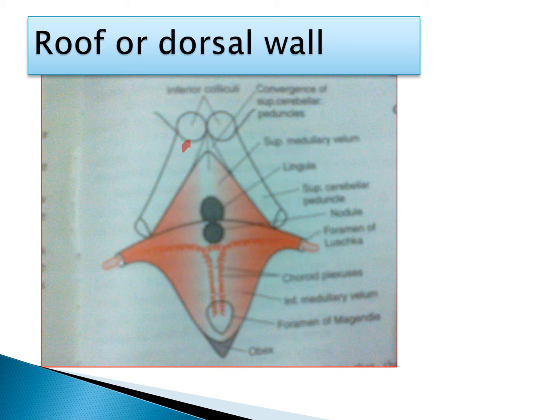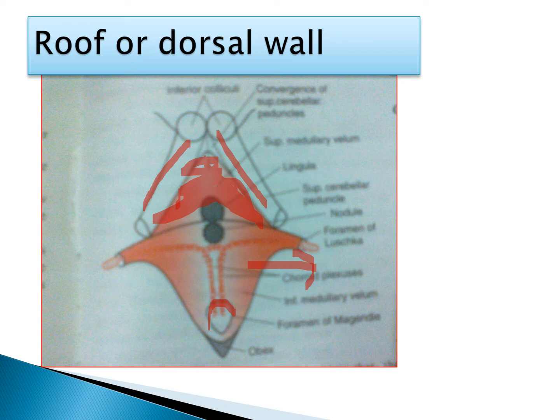So this is what we are telling. These are the two superior cerebellar peduncles. In between these peduncles we have the upper membrane, that is the superior medullary velum, and the lower part is non-nervous, formed by the ependyma and the pial membrane.